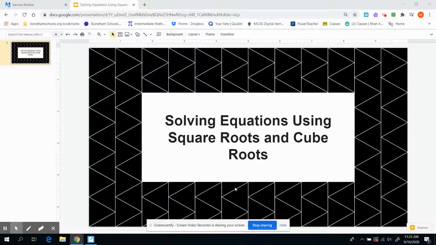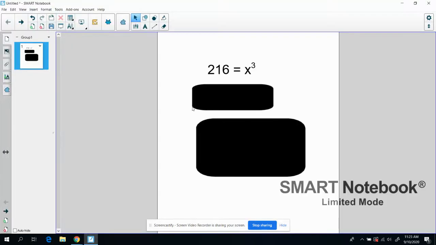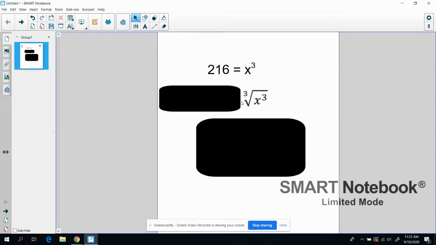In this video, we're going to be solving equations using square roots and cubed roots. So here we have an equation, 216 is equal to x cubed. You might be asking, how do we get x by itself when we have this x cubed here? Well, you're going to take a cubed root, right? Because taking the cubed root of x cubed will get x by itself.